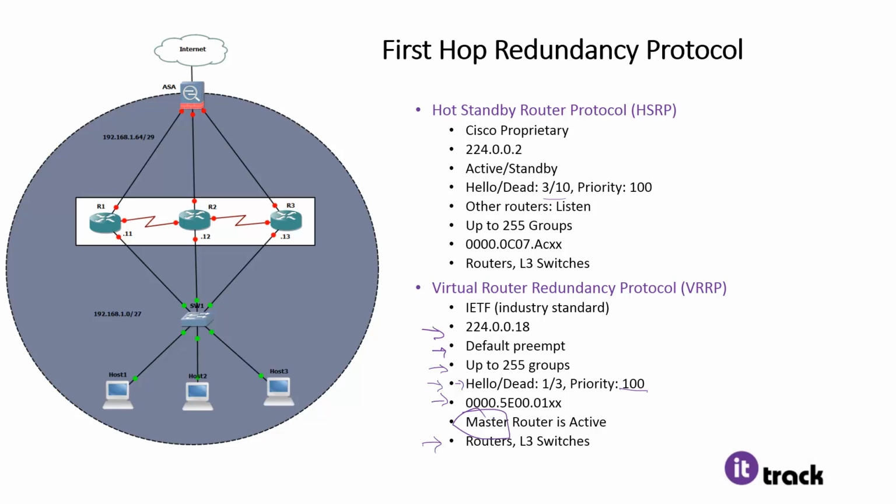Now, this default preempt, this is the only one of the 3 protocols that has this option where preemption is enabled. Preemption says if a router comes online and he has a higher priority than the current active router or the current master router in terms of VRRP, the router with the higher priority is going to take over the role of the master router. So for HSRP, if you're configuring it, it won't do it by default. You have to configure the preempt.